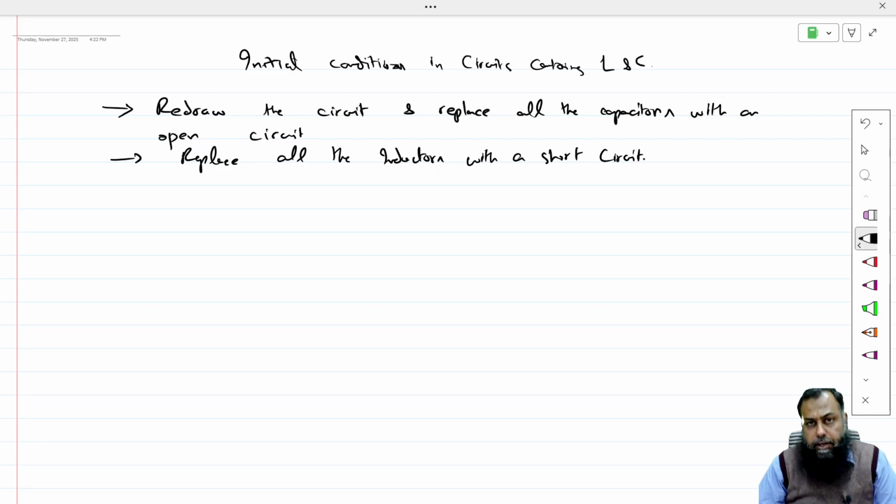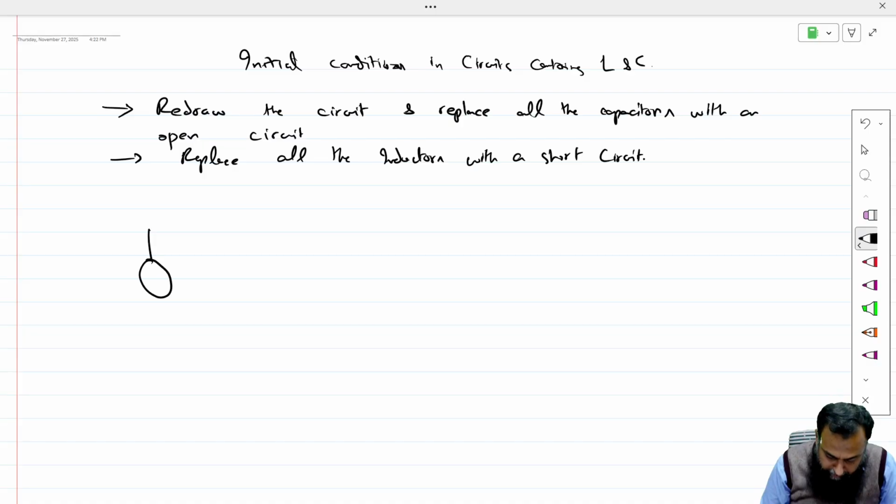Once you have redrawn the circuit, then you can apply basic circuit analysis to find out the voltage across the capacitors and the current flowing through the inductor. And these values will be the initial conditions of those elements. Remember that the initial conditions are important to understand the behavior of the circuit in a transient state, as well as they are important to create the particular solution out of a general solution of a first order differential equation. So let us start with some examples, and then we will summarize the concepts covered in this lecture.